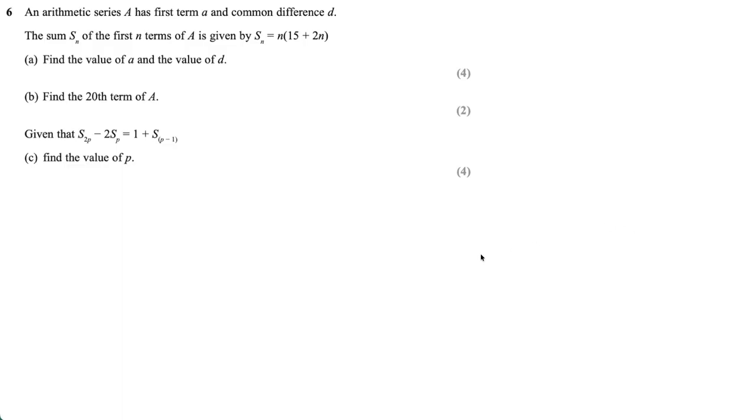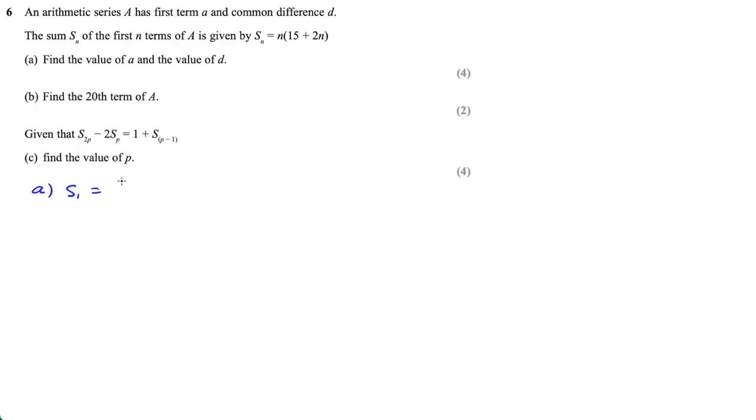An arithmetic series A has first term little a and common difference d. The sum Sn of the first n terms is given by this. Find the value of a and the value of d, and then find the 20th term of A. Okay, so let's do obviously part A first, the value of a and the value of d.